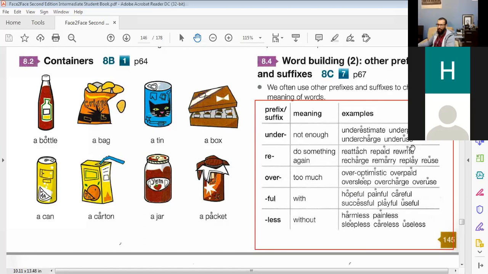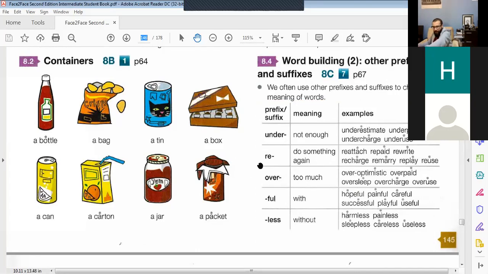Underuse. So it's correct, but it's not very common. I don't see it a lot. I see overuse more. Hopeful, painful, careful, successful, playful, useful. Harmless, painless, sleepless, careless, useless. All right, very nice. So all of our answers are correct. We don't have any mistakes here. So we can go back.